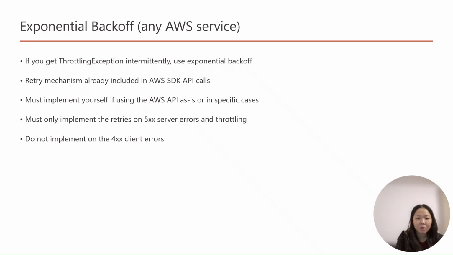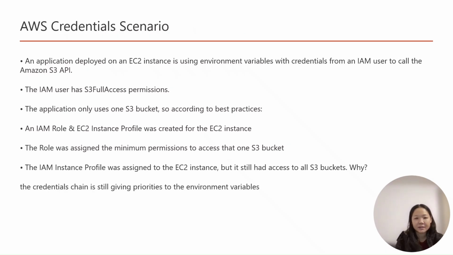API, in specific cases, must only implement the retry on 5XX server error and throttling. Do not implement it on the 4XX client error.